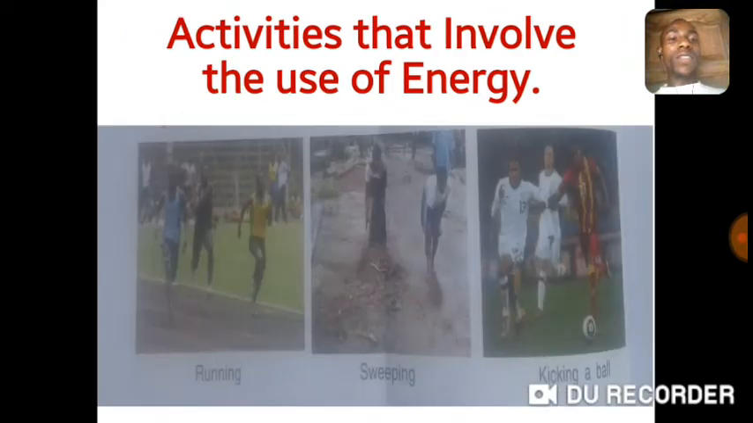Look at these activities too. We have running, sweeping, and kicking ball. Footballers exert or use a lot of energy in playing football, especially when they are dribbling or attacking. Running also involves a lot of energy. Sweeping also requires an amount of energy.